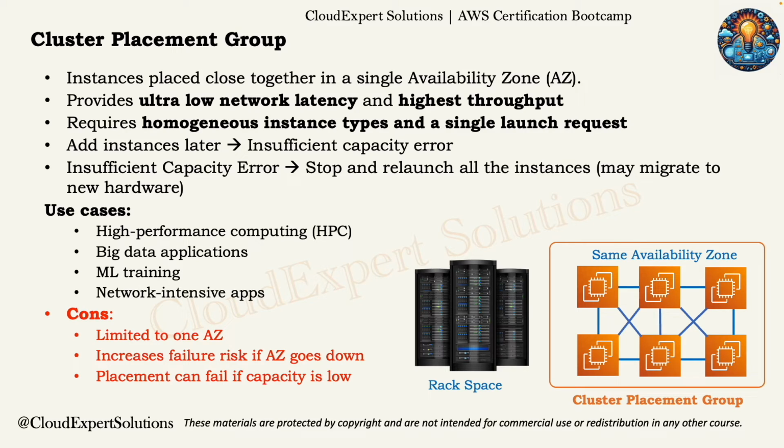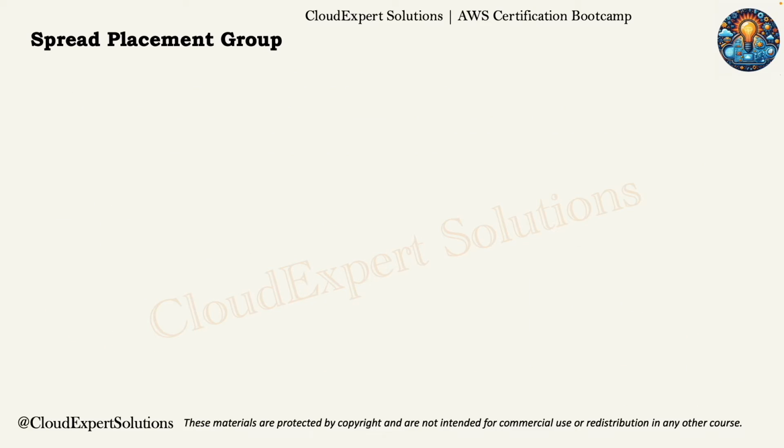Now, to solve this fault tolerance or fault isolation problem, we have the second type, which is called spread placement group. Spread placement groups are like putting your important people in different rooms such that if one room collapses, the others are safe. To mimic this behavior, in spread placement group, instances are placed on separate physical hardware.